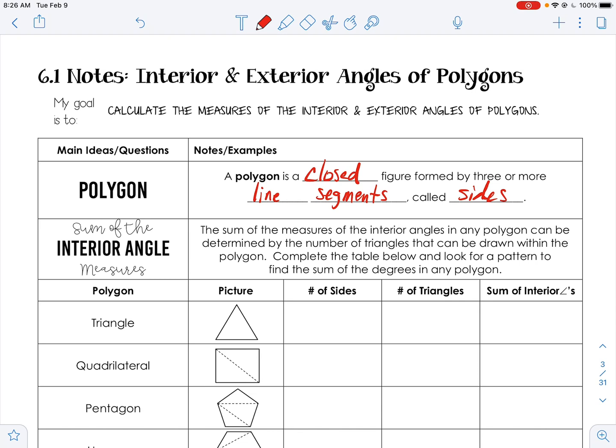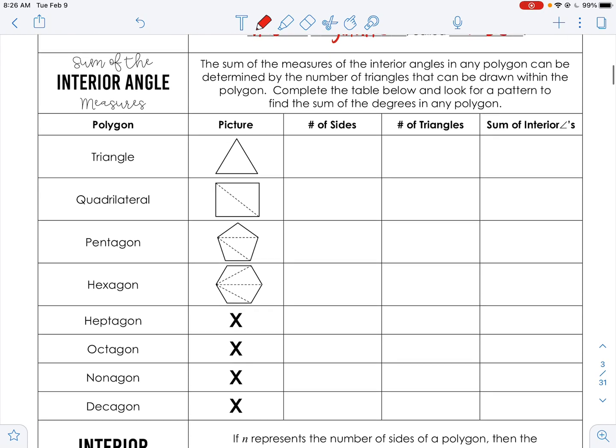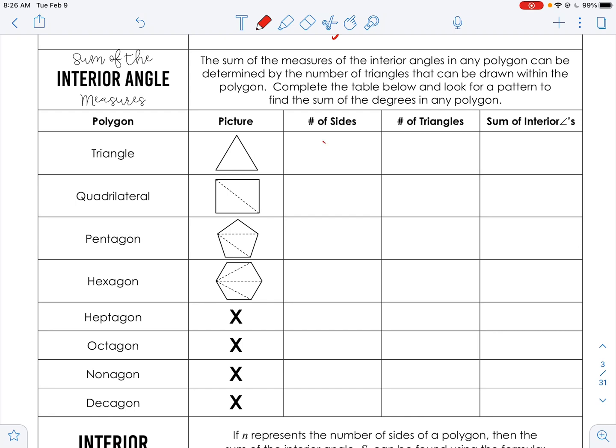All right, so we have a triangle. That'd be your first kind because you'd have to have at least 3. The sum of the measures of the interior angles of any polygon can be determined by the number of triangles that can be drawn within the polygon. Complete the table below and look at the pattern to find the sum and the degrees of any polygon. So if we look at a triangle, it's got 3 sides. The number of triangles in a triangle is 1 triangle. And the sum of all the interior angles of one triangle is 180 degrees.